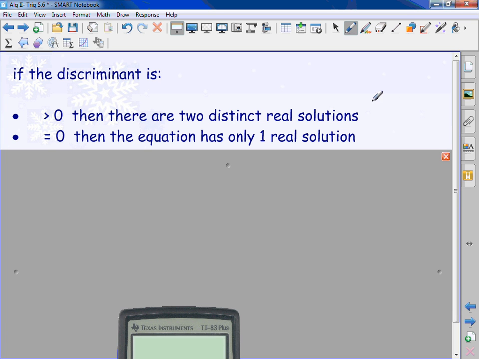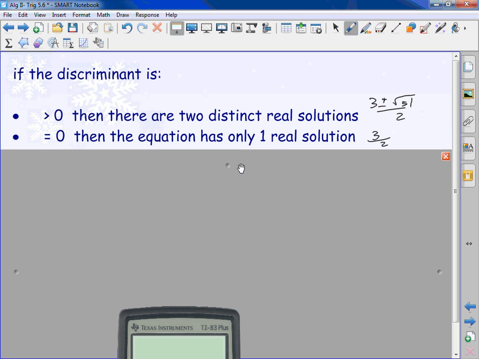Well, I'll just use an example. I have 3 plus or minus the square root of 51 over 2. I know it's 3 plus and 3 minus, right? If it's 0 in here, it's just 3 over 2, because it's plus or minus the square root of 0. It only has one solution.